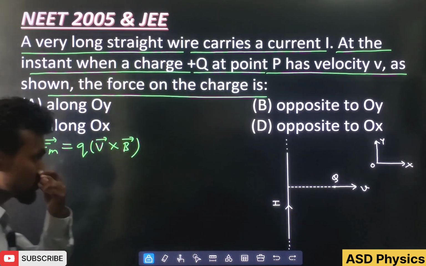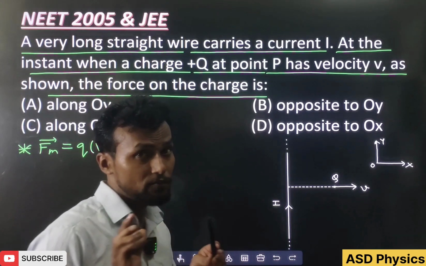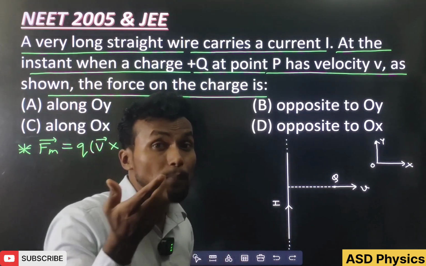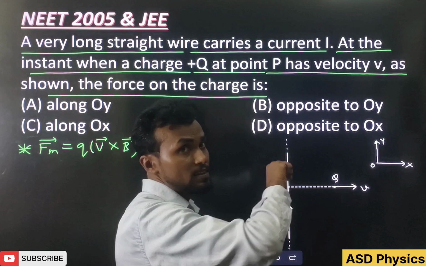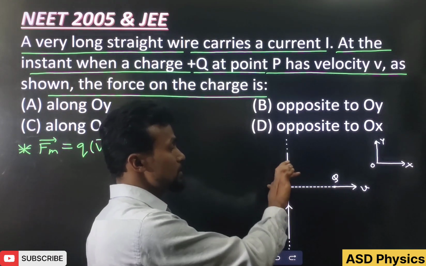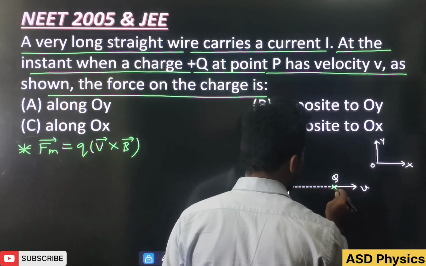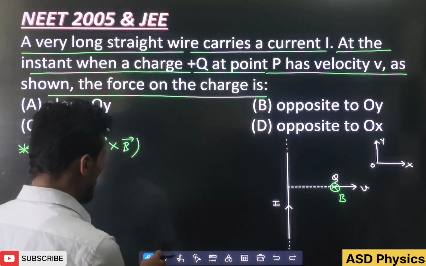Now first we should know very well the direction of the magnetic field. So see, right hand palm rule: all the fingers along the current, palm towards the point, then the thumb will indicate the direction of the magnetic field. So see here, what is happening? My thumb is going inside. That means at this point, the magnetic field is inside.